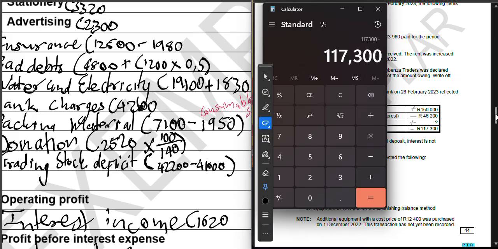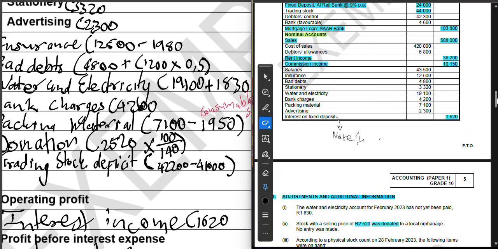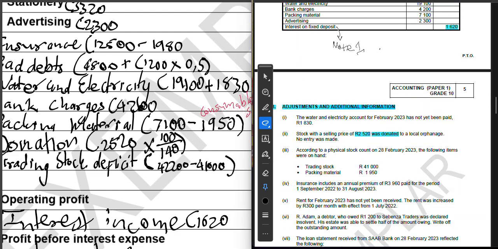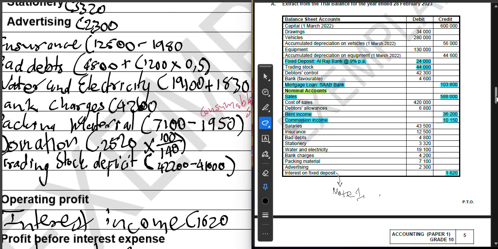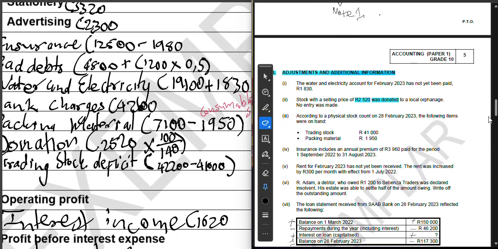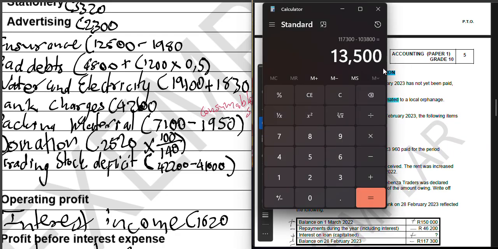I'm going back up. Please bear with me. 103,800. It's going to minus 103,800, and then is it 103,300? 103,800. Yes, it's correct. 103,800. Then we are going to have 13,500. This, ladies and gentlemen, is our interest on loan.